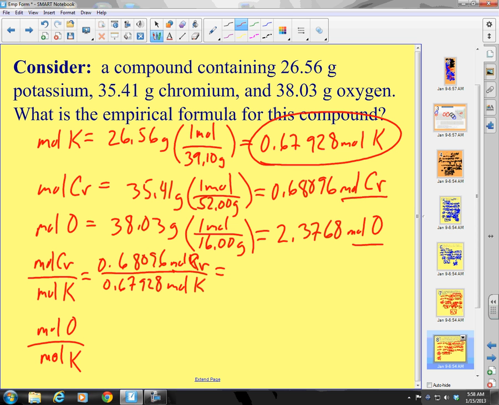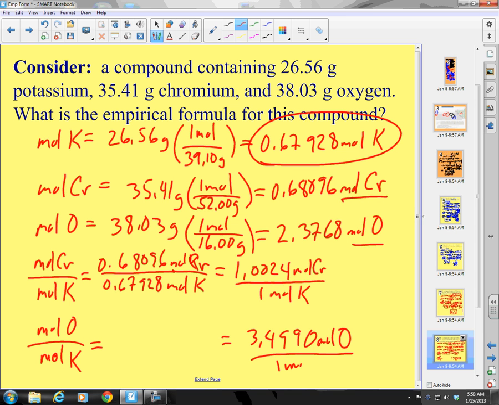And let's go with recall 2, divided by recall 1. Oh, good. I did that well. And I get 1.0024 moles of chromium per 1 mole of potassium. And this is important to keep our units going, folks. And then recall 3 divided by recall 1 equals 3.499 moles of oxygen per 1 mole of potassium.